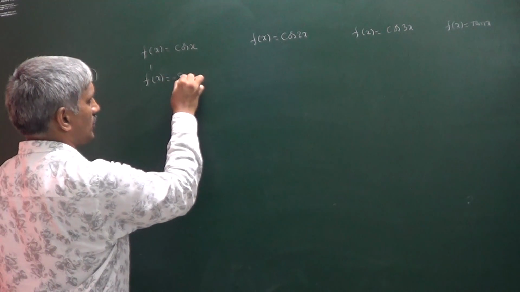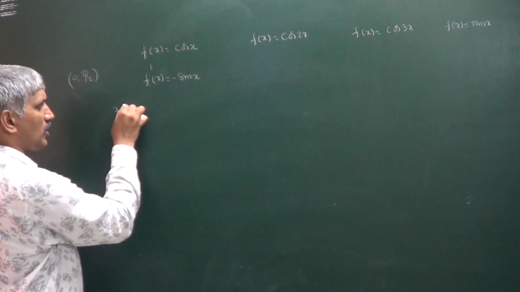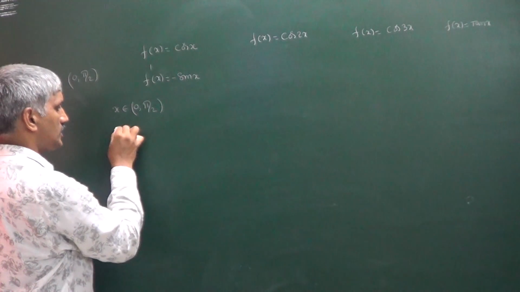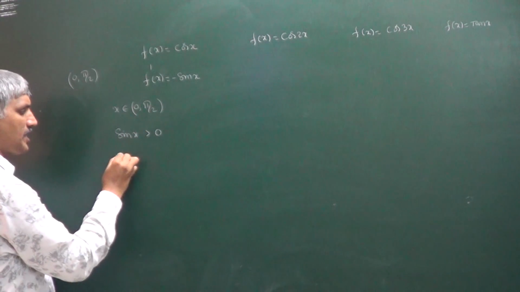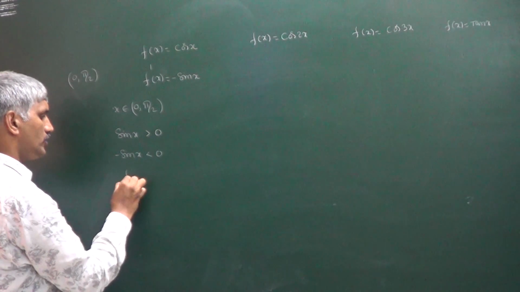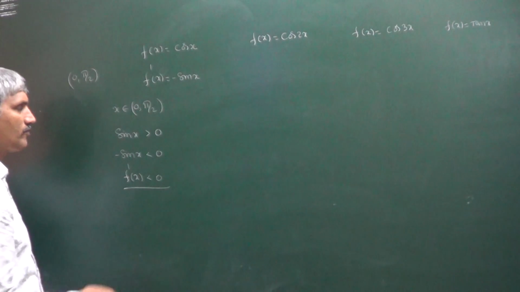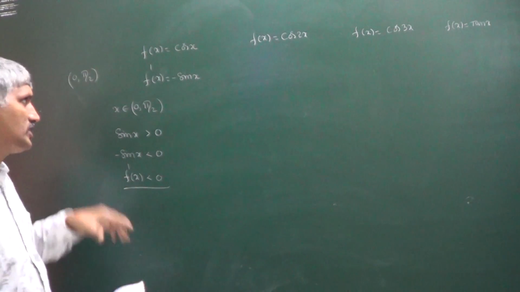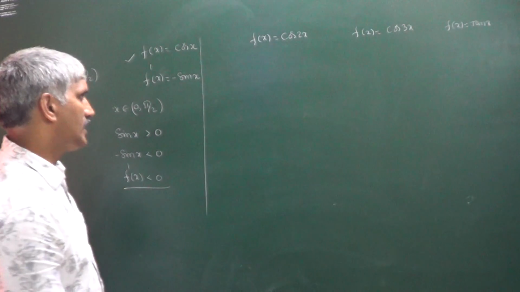f dash of x is equal to minus sin x. As we know that x belongs to 0 to pi by 2, first quadrant, sin x, no doubt, is greater than 0. But sin x greater than 0 means minus sin x less than 0. Therefore, we are getting f dash of x less than 0. Therefore, in this interval, this function is strictly decreasing. So, this is correct. Next, the second case is what?